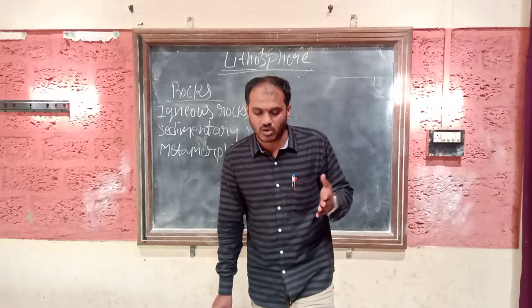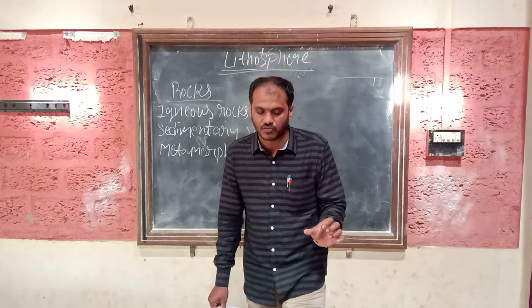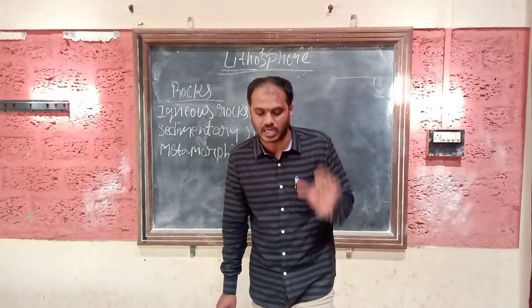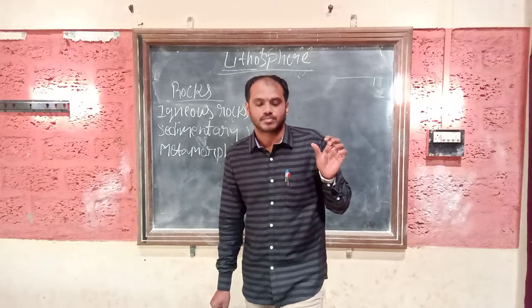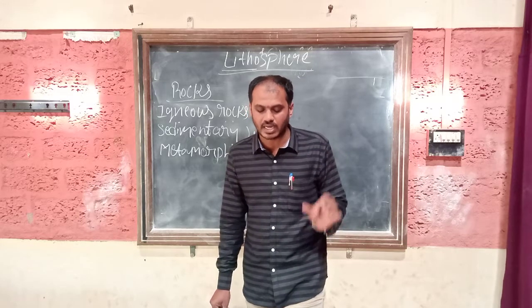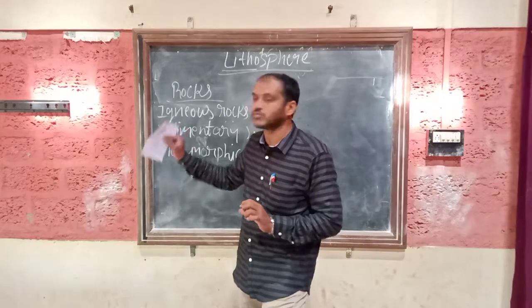Organically formed sedimentary rocks, or organic sediments, are derived from the accumulation of the remains of organisms, such as shells, marine organisms, and remains of plants and animals, for example limestone and coal. So these are the types of sedimentary rock.